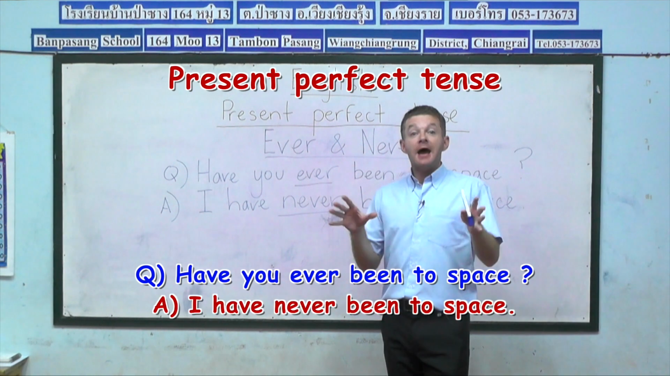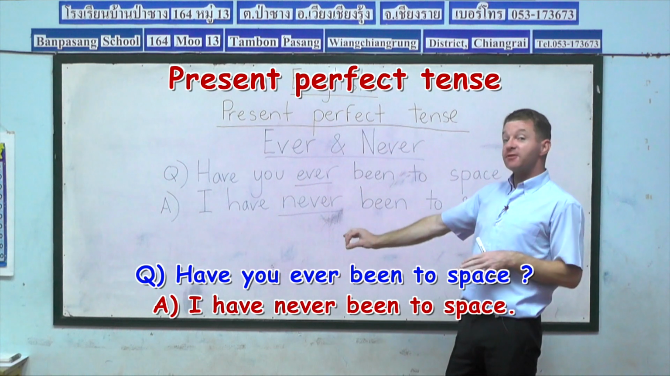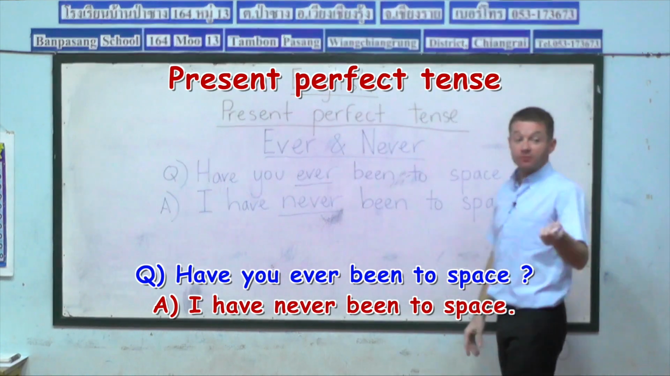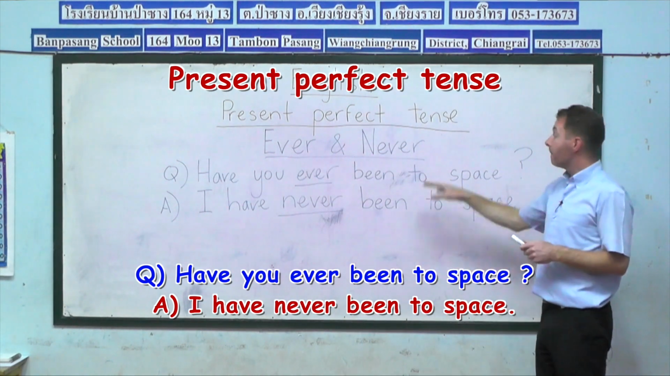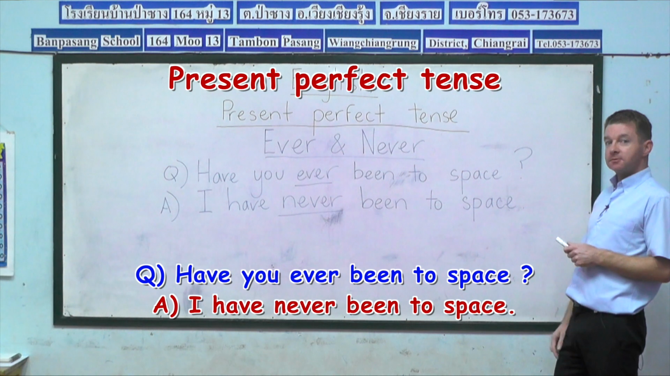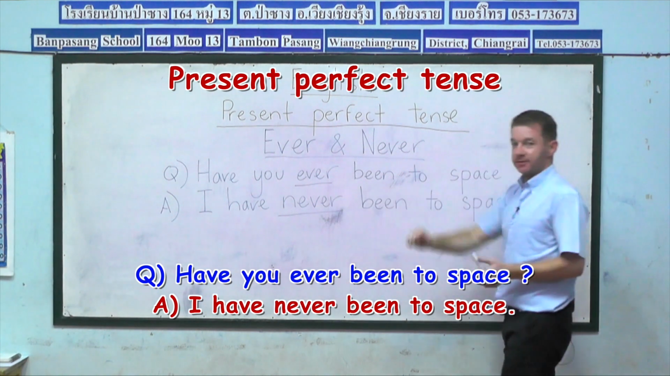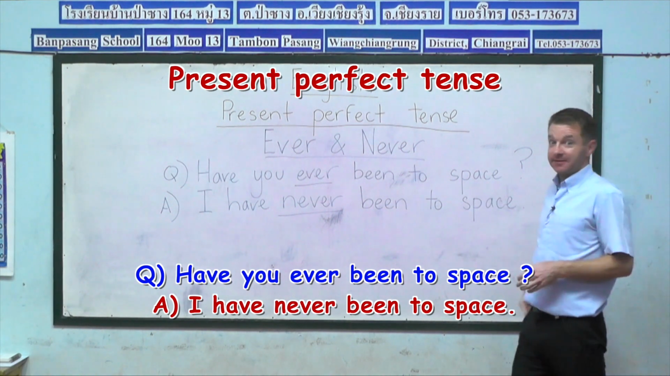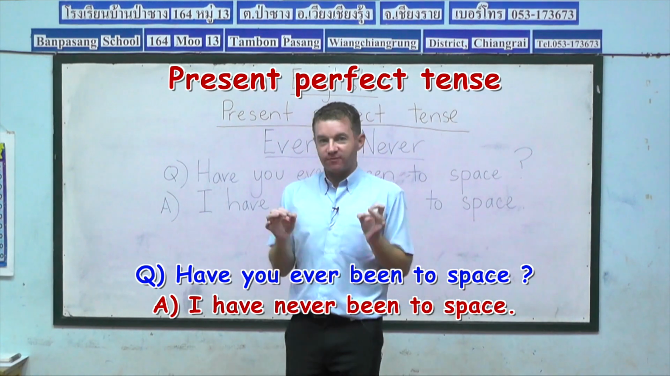Okay, so now let's practice the question phrase using ever and the answer phrase using never in the present perfect tense. So the question first, guys. Have you ever been to space? Been to space. And obviously the answer, I have never been to space. Been to space. And that's how we use ever and never in the present perfect tense.